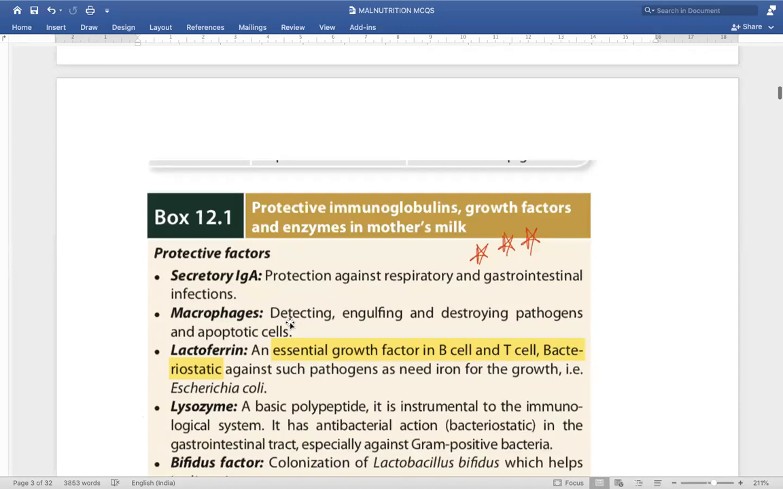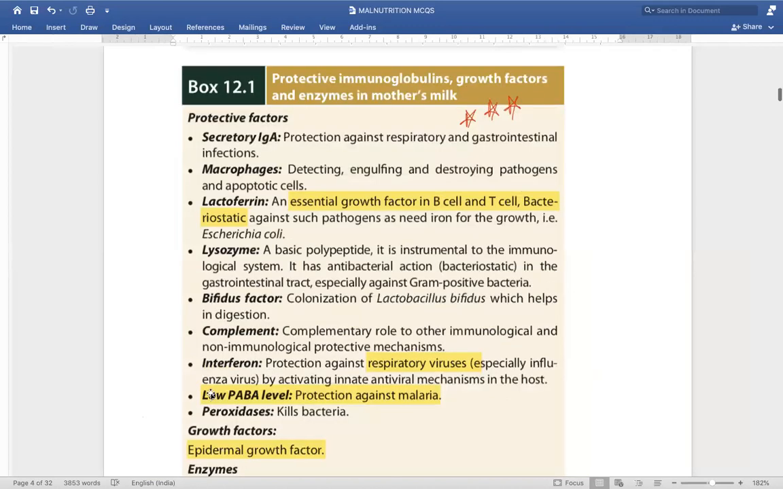Okay. So all the time we may think that PABA is present in the breast milk, and that will fight against malaria. It is not the situation. It is the low PABA which is present. And PABA helps in the multiplication of the malarial parasite in the blood. Whereas if the PABA level is low in the breast milk, there will be low PABA in the infant or in the child. So that will protect against malaria.